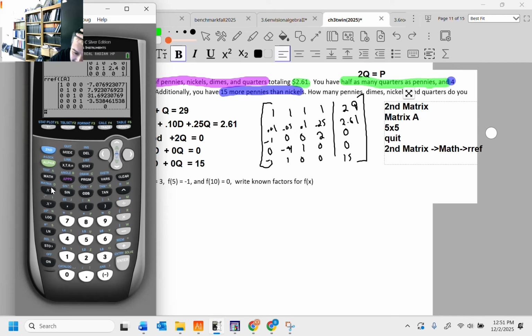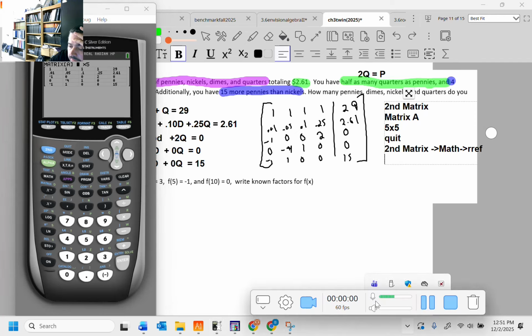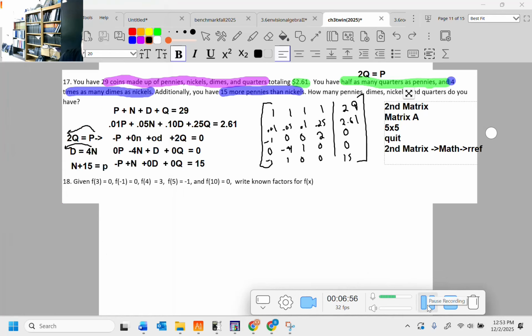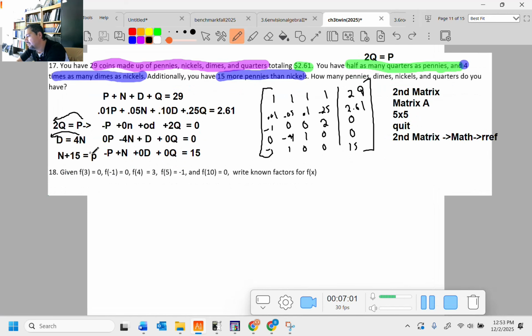So let me check this out. Second matrix, edit, A, 1, 1, 1, 2, 9, 0.01, 0.05, 0.1, 0.25, 2.61, negative 1, 0, 0, 2, 0, negative 4, 1, 0, 0, negative 1, 1, 0. Okay, so let me pause real quick and figure out where I made my mistake. Okay, I see. I wasn't paying much attention, and that's a me thing. When I shifted this guy over here, I should have shifted this guy over here. That's a negative 15. There's my whole issue.